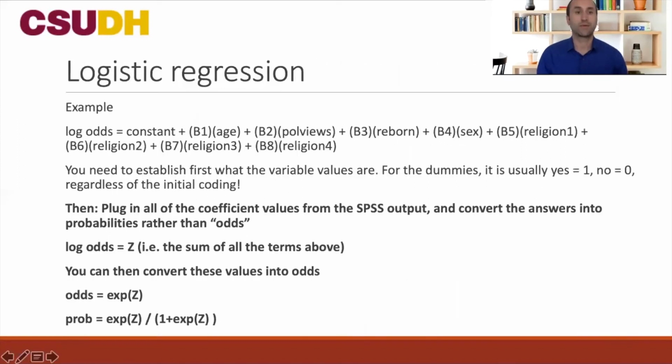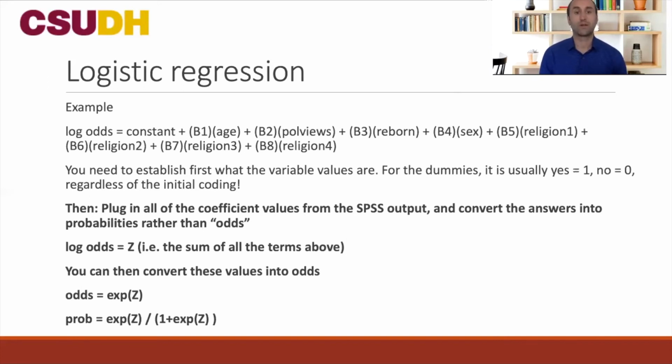As an example, the log odds, which is the left-hand term that we're going to use, equals the constant term plus various coefficients related to their corresponding variables, as shown here. This is similar to the approach that you're going to use in your exercise. So you first need to establish what the variable values are. For the dummies, it is usually yes equals 1 and no equals 0, regardless of that initial coding. But you do need to check what that coding is.